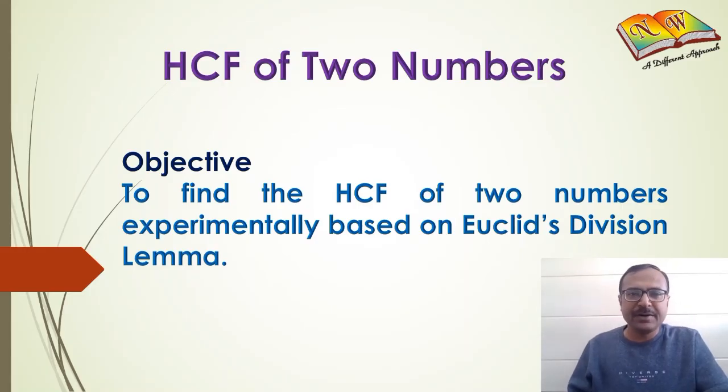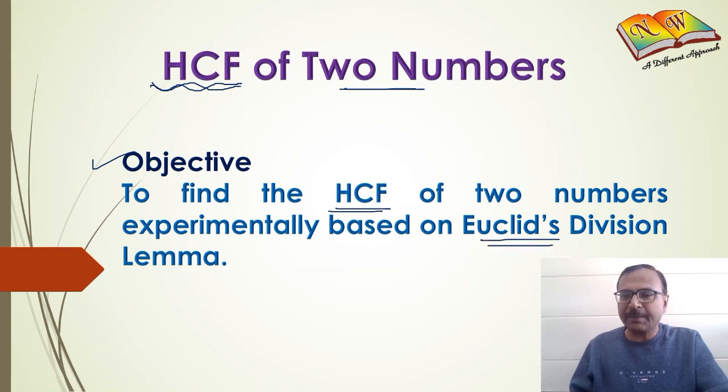In this experiment, we will be finding out the highest common factor or HCF of two numbers using the Euclid's division lemma. The objective is to find the HCF, and for that you should know what is Euclid's division lemma and how this concept can be applied to find the highest common factor of two numbers or even more than two numbers. So let's see the concept in hand.